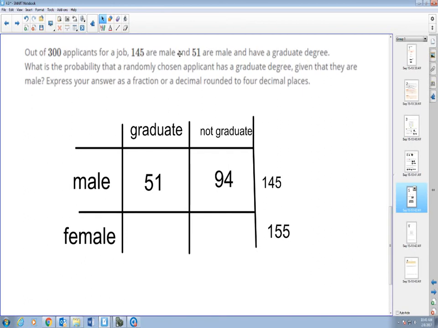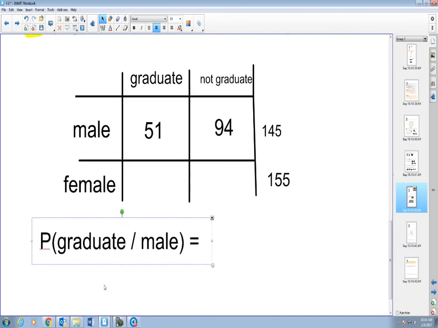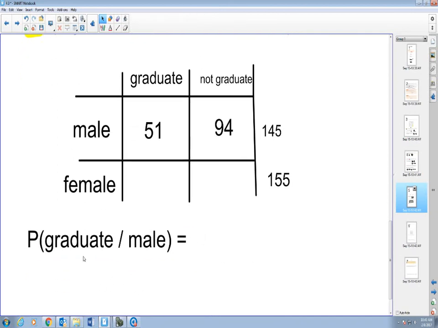All right, so let's see what the question was. What is the probability a randomly chosen applicant has a graduate degree, given that something already occurred? They are male. So what is the probability of having a graduate degree given that it's a male? So male already occurred. So, graduate degree given that it's a male.